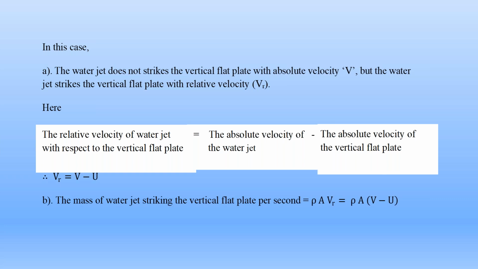So the mass of water jet striking the metal plate per second is equal to rho, the density of water, into A, the cross-sectional area of the water jet, into VR. That is the equation for the mass of water striking the metal plate per second. But VR is equal to V minus U, so that is equal to rho A into (V minus U).